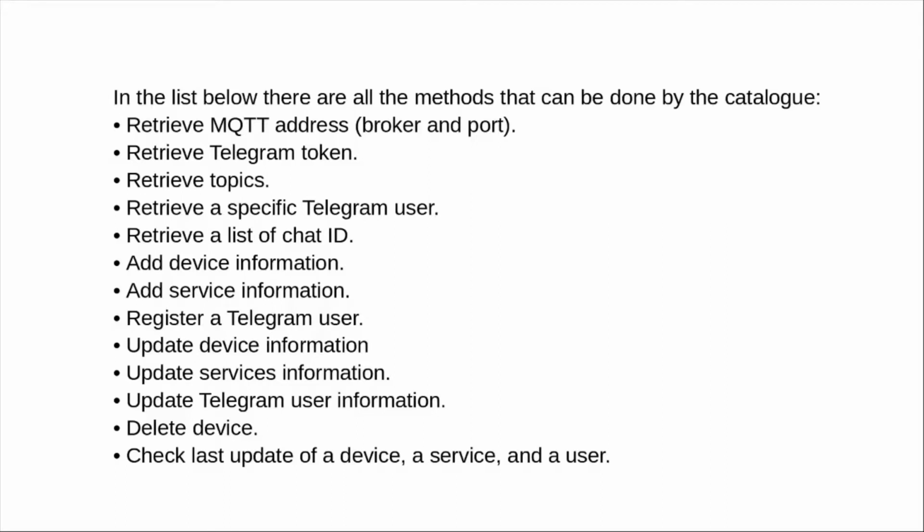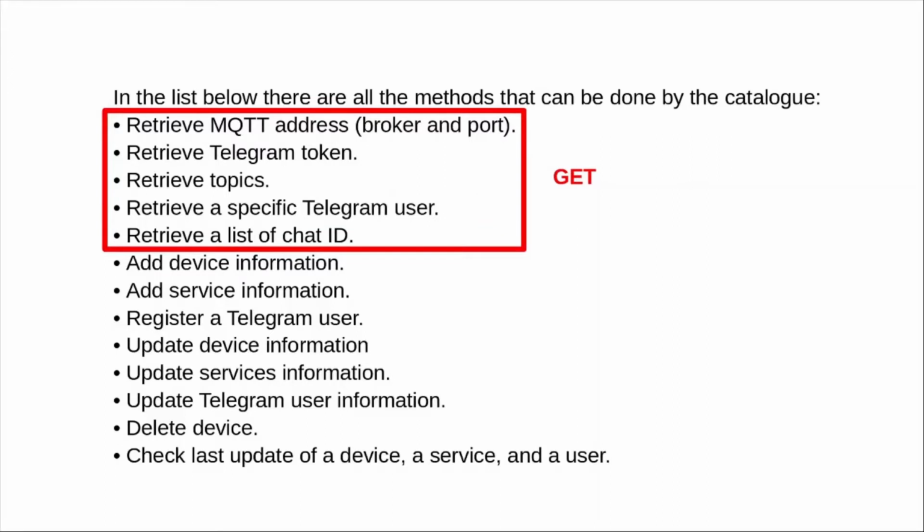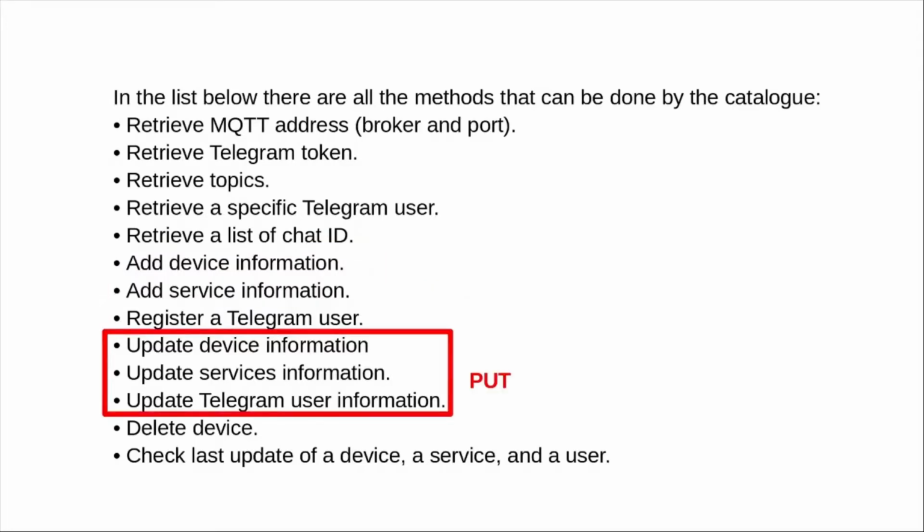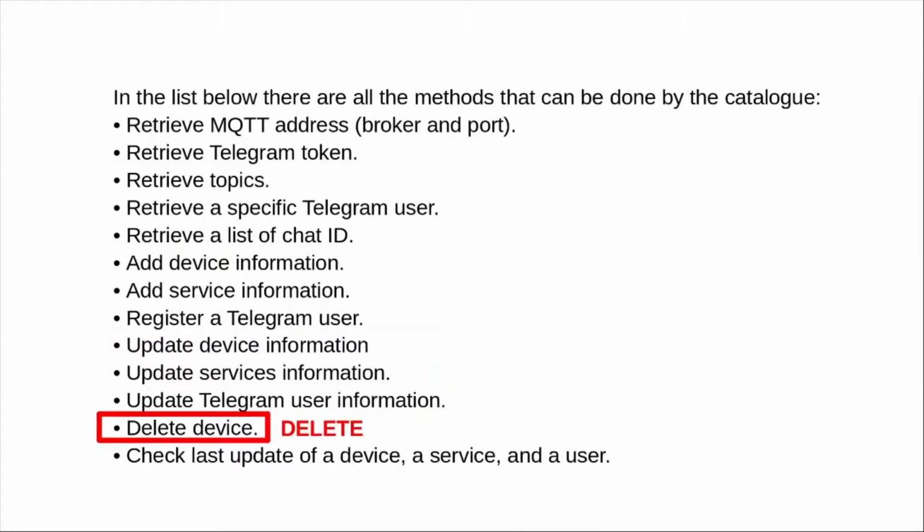We can divide the services into 4 categories that use different HTTP methods. The first category is the retrieve category, and that uses the GET method. The second one is the add service, and it uses the POST method. The third one is the update service and uses the PUT method. And the last one is the delete service and uses the DELETE method of HTTP.